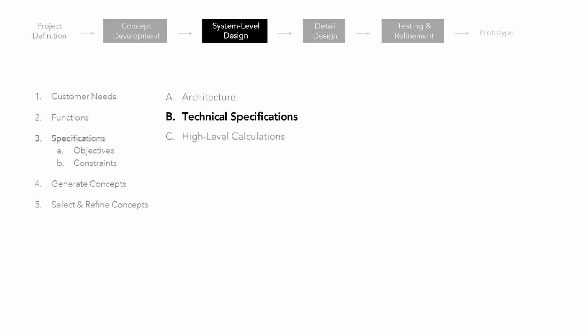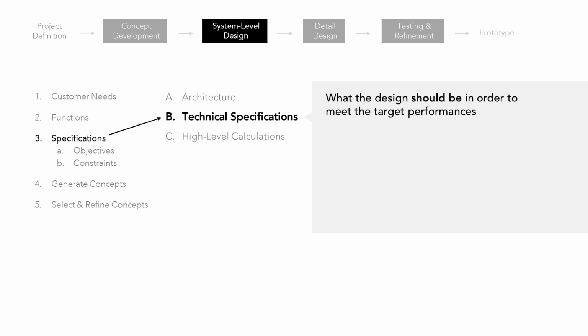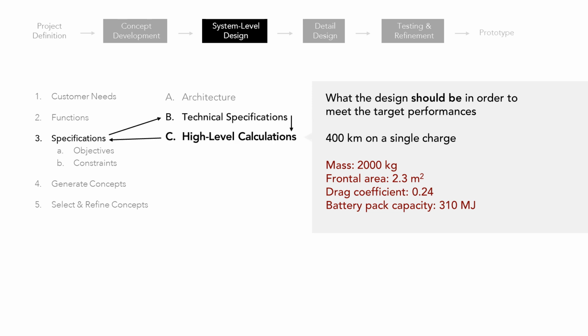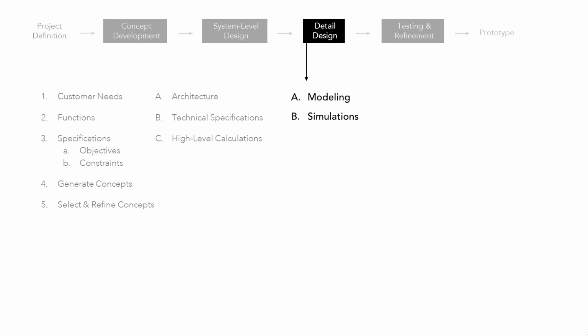It is related to what the design should be in order to meet the target performances. So if we want the car to travel 400 kilometers on a single charge, then we have to aim for certain characteristics of the vehicle. Since we already selected the concept, it is okay now to be solution specific. And to validate that the technical specifications we established match the global specifications we are aiming for, we need to do some calculations. And this is where we start to build mathematical models to represent the physics behind the vehicle.